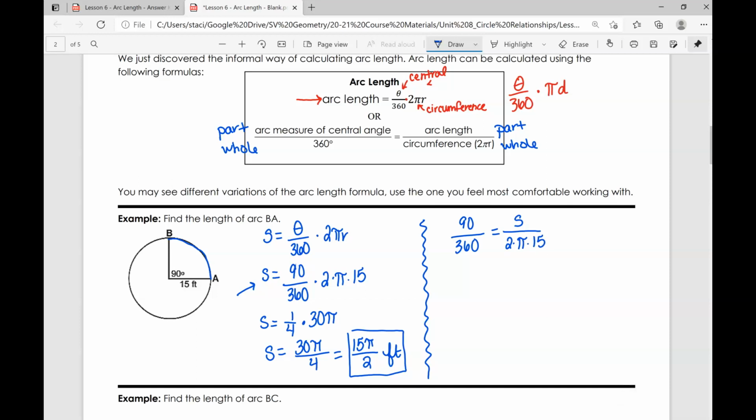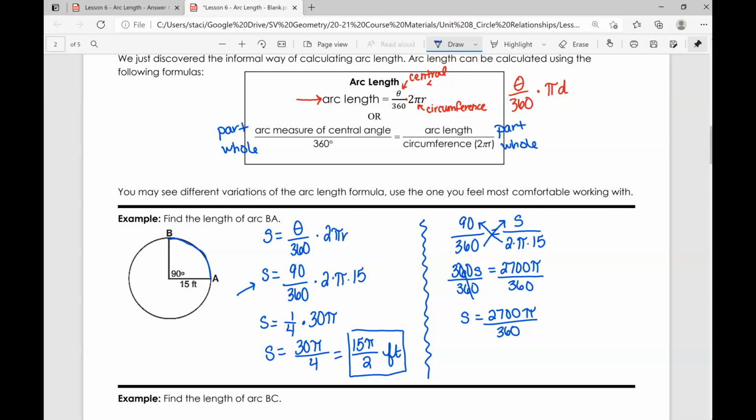So then what you could do is cross multiply these two. So I have 360 s equals, and for multiplying 90 times 2 times pi times 15, I'm just going to multiply the numbers because I'm going to leave my answer exact. So 90 times 2 times 15 gives me 2,700 pi. Okay. Now to get s by itself, I have to divide by 360. And so if I divide by 360, I get s equals 2,700 pi over 360.